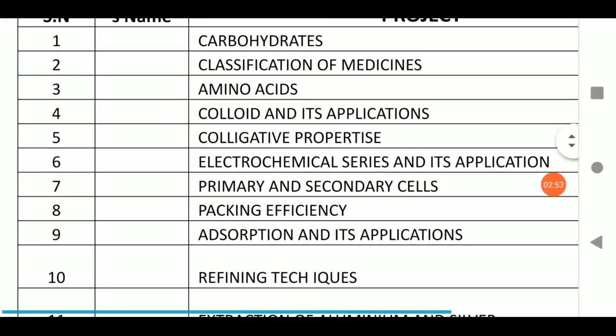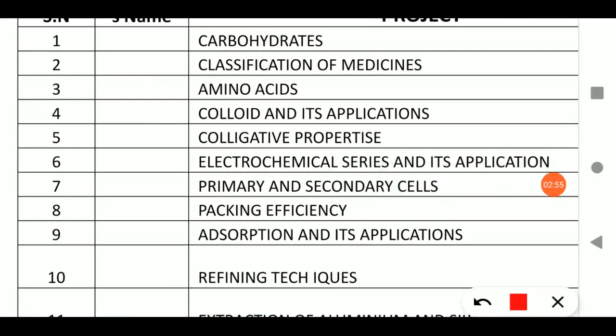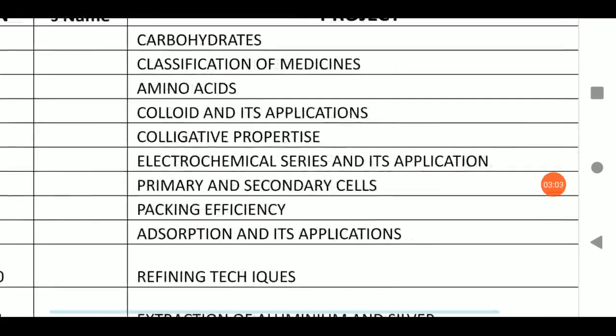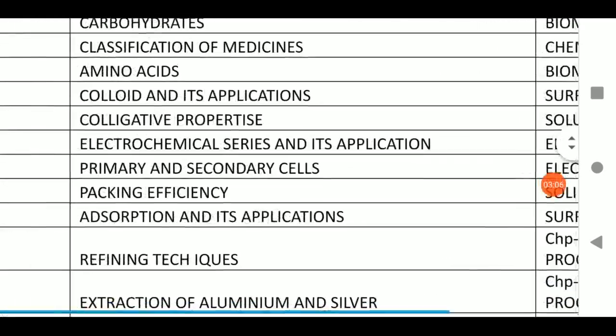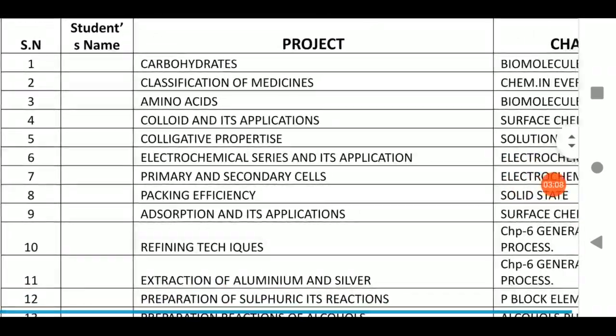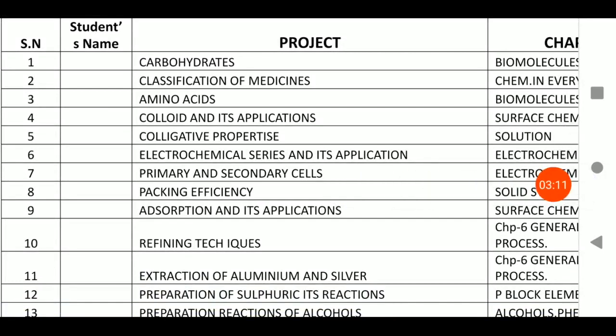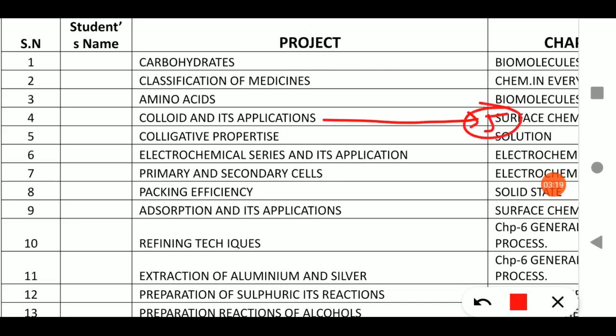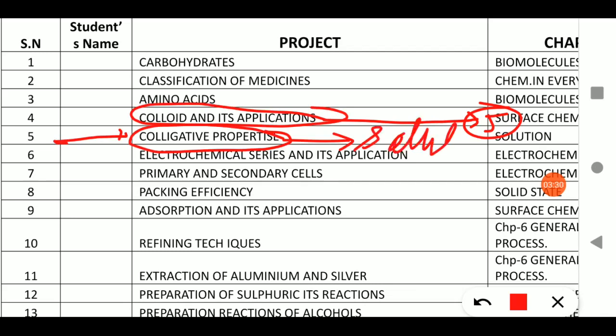4, the name of the project is colloid and its application. For roll number 4, it is colloid and its application. So students, you will get this topic from the chapter surface chemistry. I think this is chapter number 5, surface chemistry, colloid and its application. For roll number 5, colligative properties, already I have taught you. It is from chapter number 2 and the name of the chapter is solution.